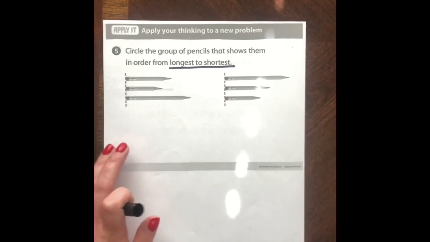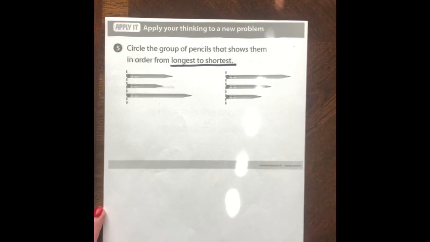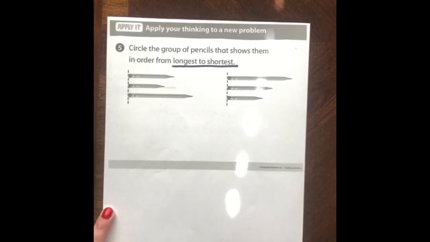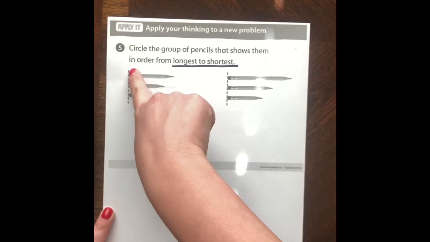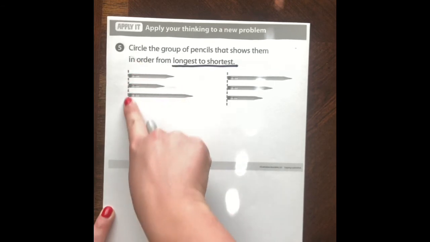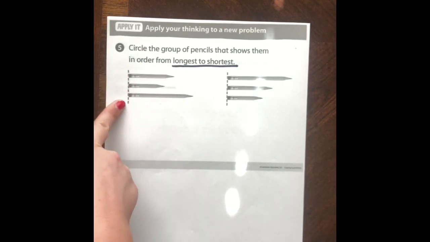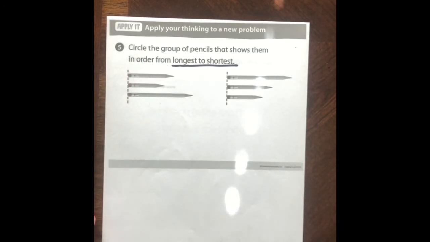So we are going to look for the correct set of pencils that show them from biggest to smallest. The pencils are all lined up perfectly on our dotted line. The erasers are touching it. They're all starting at the same place. And the question wants us to circle the pencils that show them in order from longest to shortest.